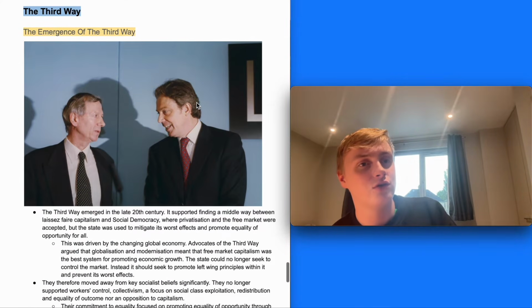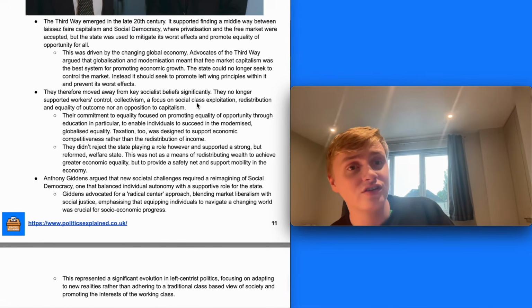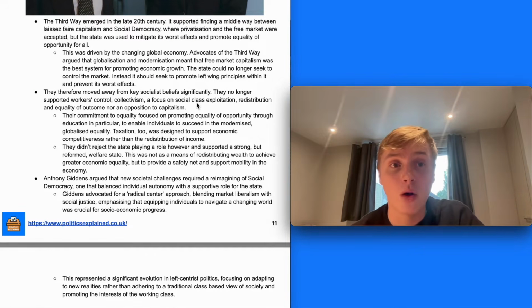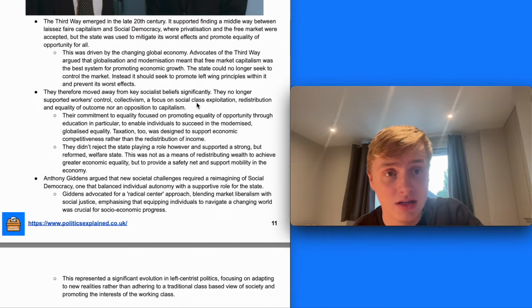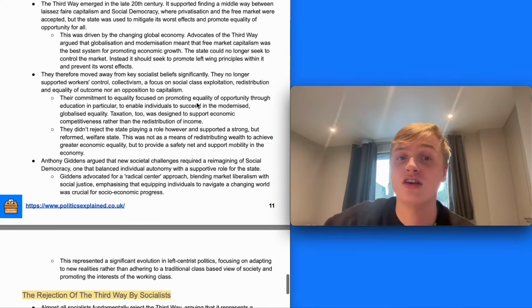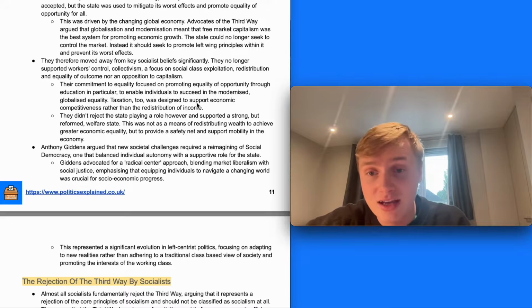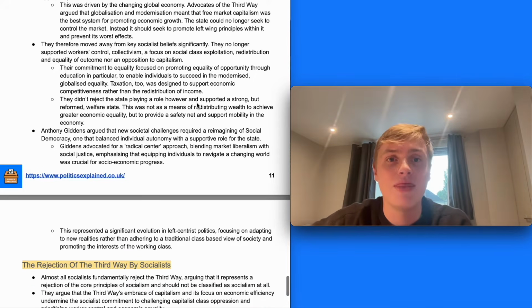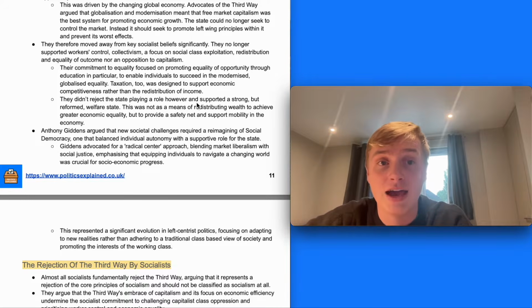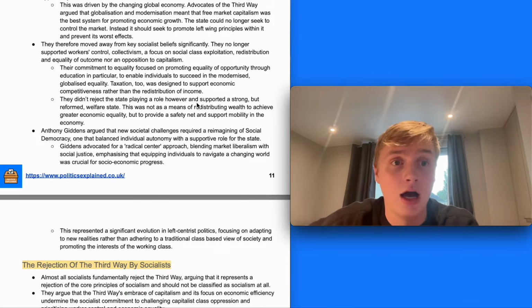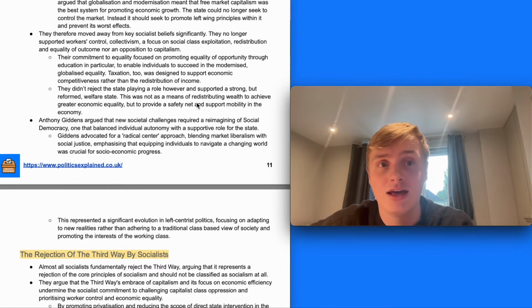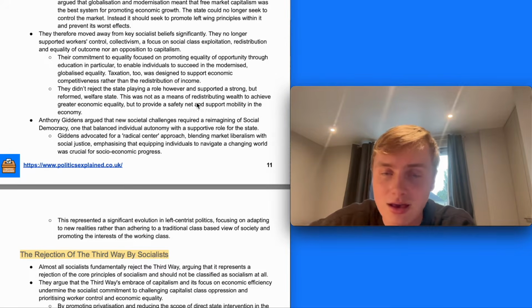The final key strand we're going to have a look at is the third way, which emerged in the late 20th century, supporting a middle way between laissez-faire capitalism and social democracy, where privatisation and the free market were accepted, but the state was used to mitigate the worst effects of capitalism and promote equality of opportunity for all. And this was driven by a changing global economy, and advocates of the third way argued that globalisation and modernisation in the economy meant that free market capitalism was the best system for promoting economic growth. So they no longer believed in nationalisation or workers' control at all. So the state could no longer seek to control the market. Instead, it should seek to promote left-wing principles within it and prevent its worst effects.